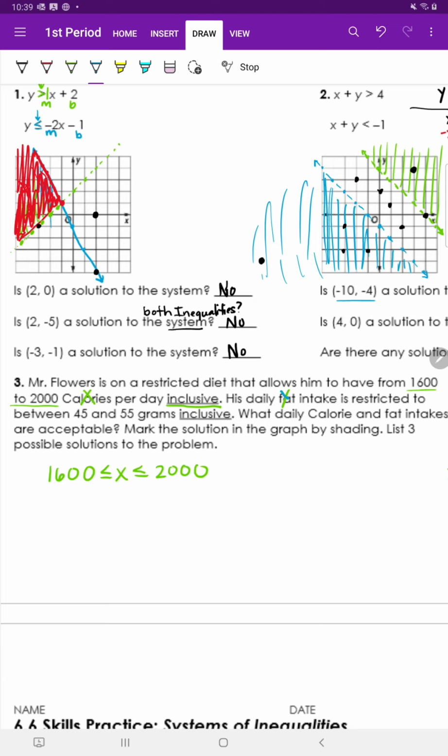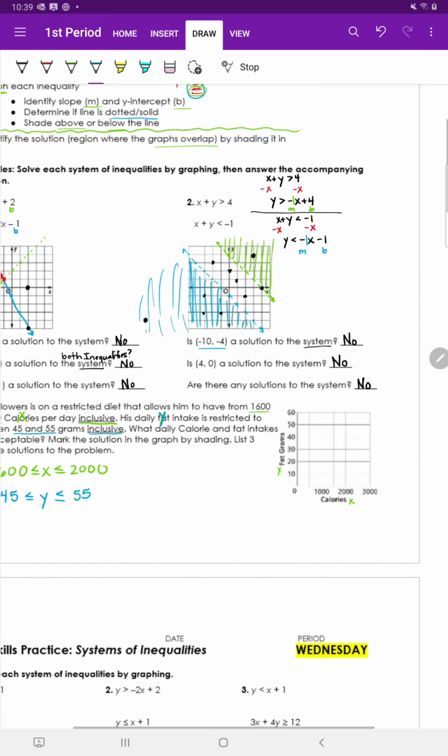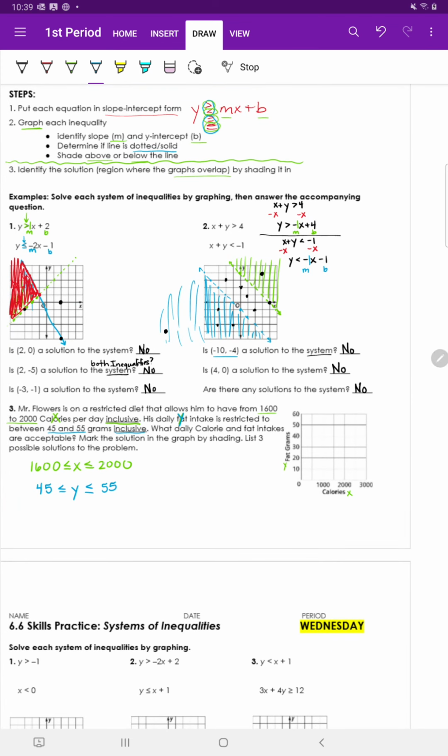Then for our Y, his fat intake is restricted to between 45 and 55 grams inclusive. So he has to have 45 is less than or equal to Y is less than or equal to 55. And for the same reason, we have equal to symbols here because it's inclusive. And we're using Y because that's just what we decided we were going to represent fat as. So now let's take these two pieces of information and draw them on the graph.